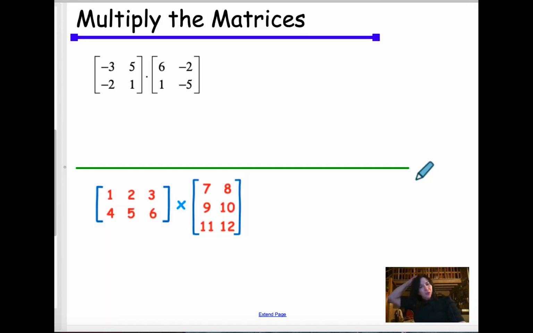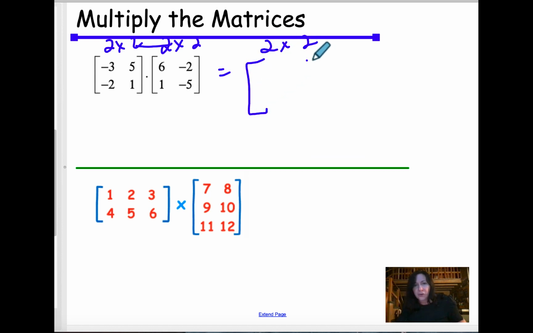Okay, so these are 2 more. I'd like you to just try these, just to make sure that you're able to multiply the matrices. I prefer that you pause the video right now so that you can try them yourself. This is a 2 by 2, and multiplied by a 2 by 2 is going to yield me a 2 by 2. So that's for this one.